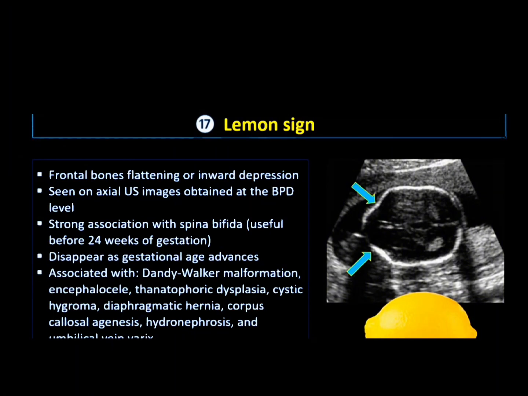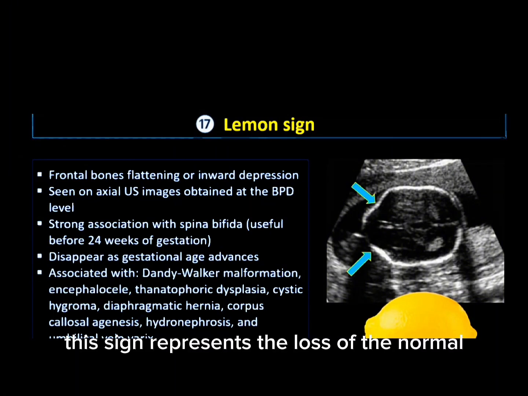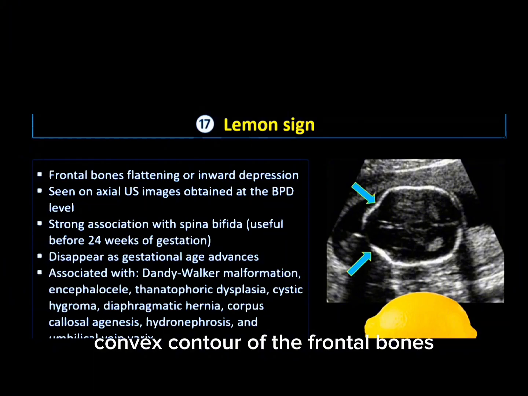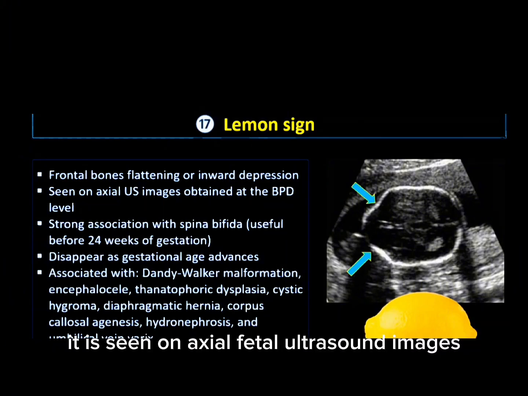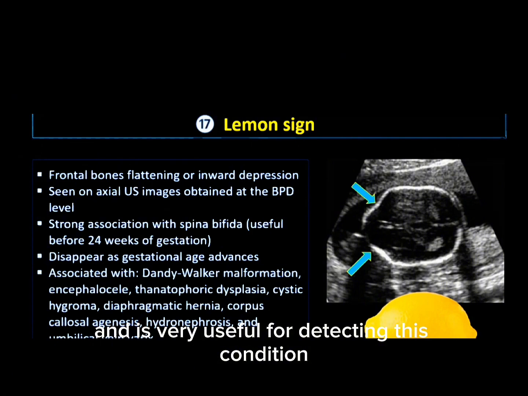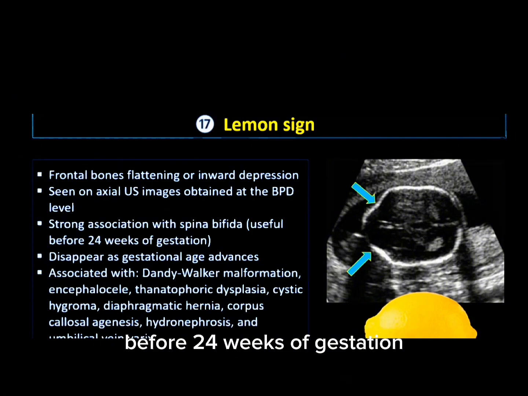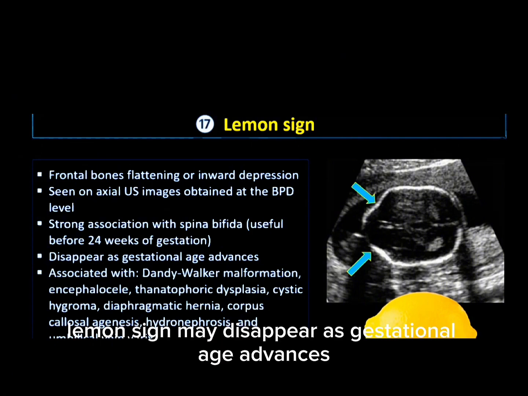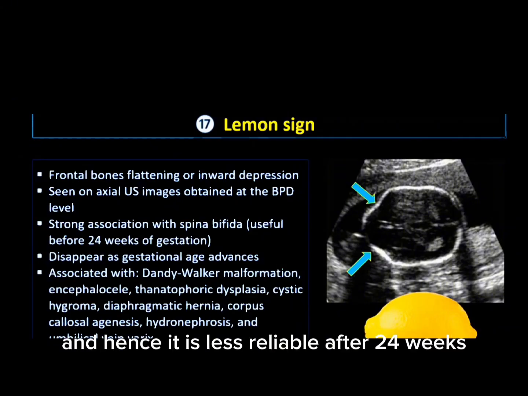Lemon sign. This sign represents the loss of the normal convex contour of the frontal bones, with flattening or inward depression. It is seen on axial fetal ultrasound images obtained at the biparietal diameter level. It has a strong association with spina bifida and is very useful for detecting this condition before 24 weeks of gestation. Lemon sign may disappear as gestational age advances, and hence it is less reliable after 24 weeks.